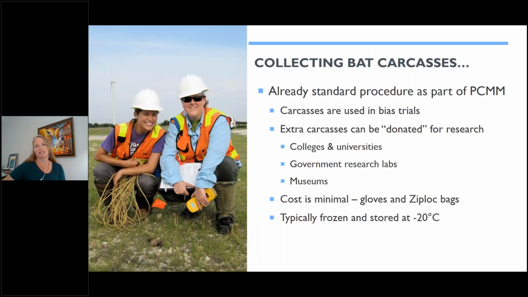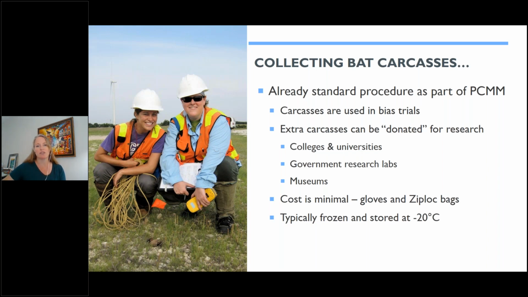So collecting bat carcasses, this is already standard procedure as part of a post-construction mortality monitoring effort. Carcasses, when they're found, are often removed from the field, and then some subset of those carcasses are used in bias trials. If there happen to be extra carcasses available on hand, these could be donated for research purposes, whether it be to a college or university, a government research lab, or a museum.